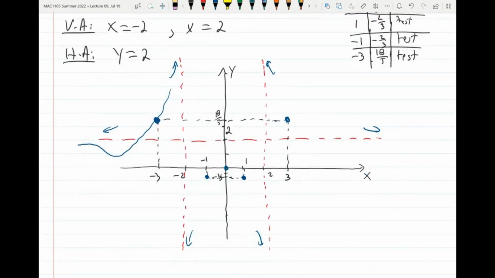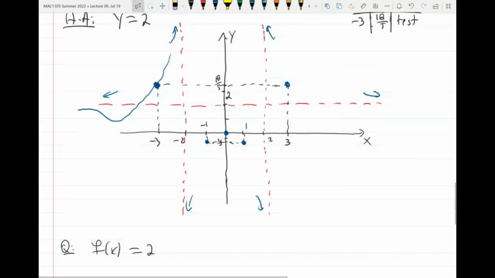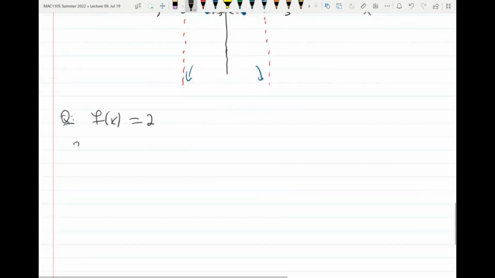So, it could cross. Now, the thing is that rational functions are nice, so this kind of weird thing most likely is not going to happen. But how do you know for sure? Well, you ask the question. So the question is, will my function ever be equal to 2? Because that's what it means to cross this horizontal asymptote, right? Are we ever going to be equal to 2 with this function? So you solve the equation: 2x squared over x squared minus 4 equals 2, right? And then if we have a solution, then it crosses. If we don't have a solution, it doesn't cross.